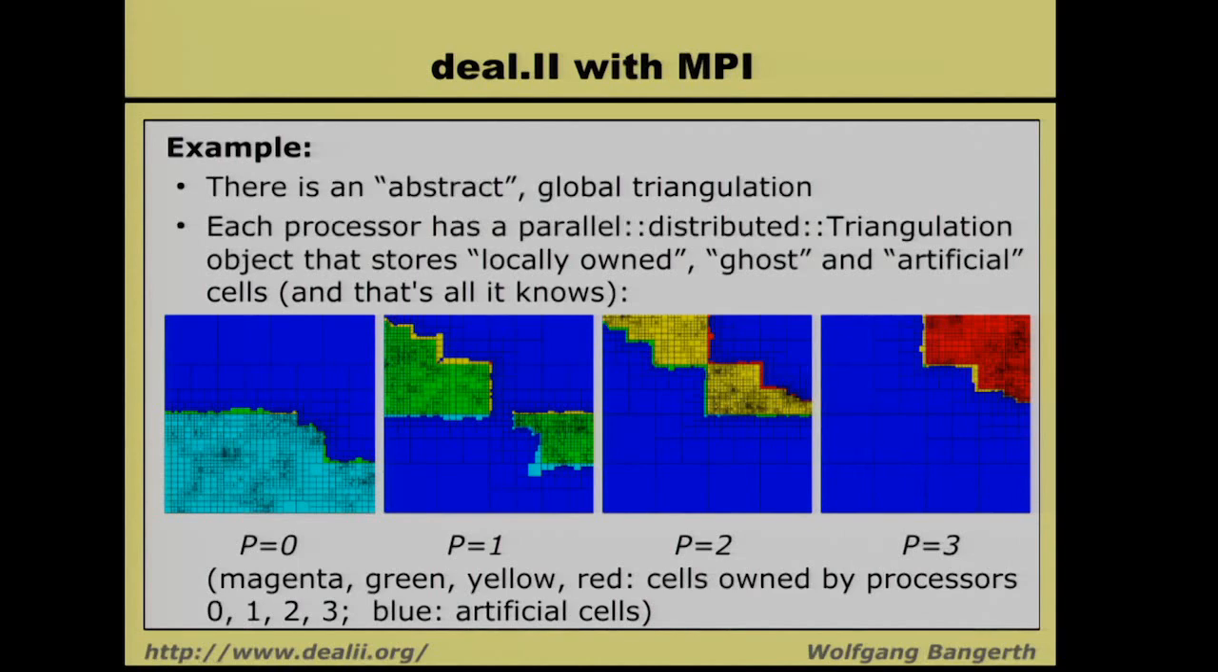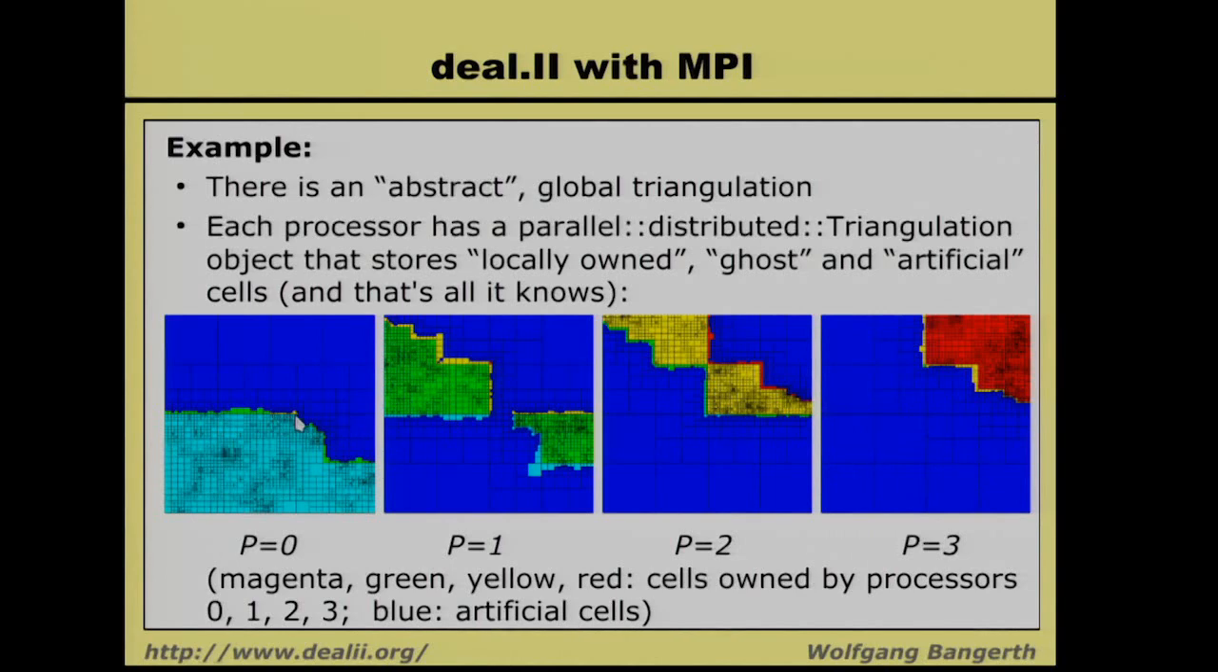So there is an abstract global triangulation, but we cannot access that global triangulation. Rather, every processor has its own object that stores the locally owned cells, then the ghost layer, and artificial cells that we do not need to care about. So for example, processor 0, this is the domain, this is the square here. Processor 0 owns all of these magenta cells here, okay? And it has knowledge of one layer of ghost cells, including who owns these ghost cells. So you see that these cells are colored in green. These are the cells that processor 1 owns.